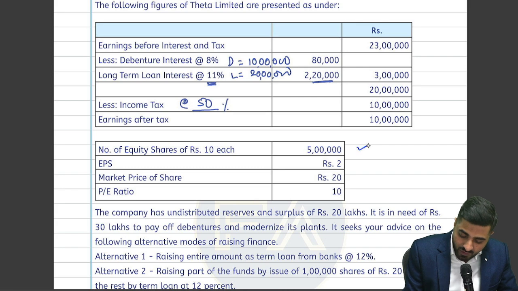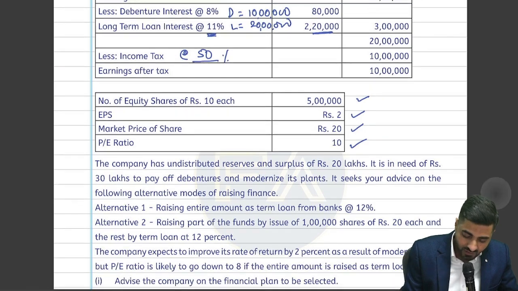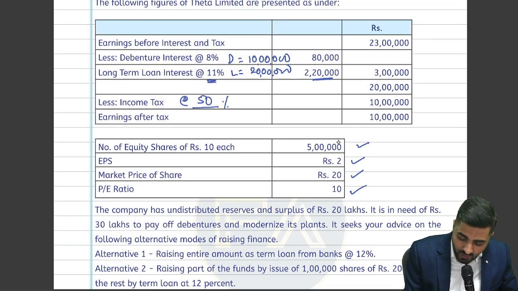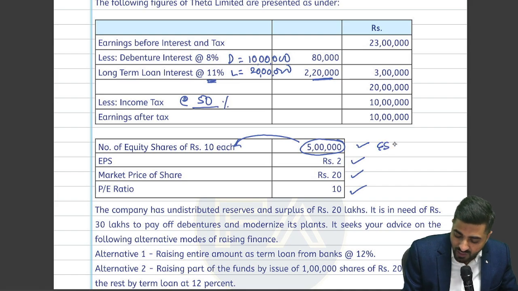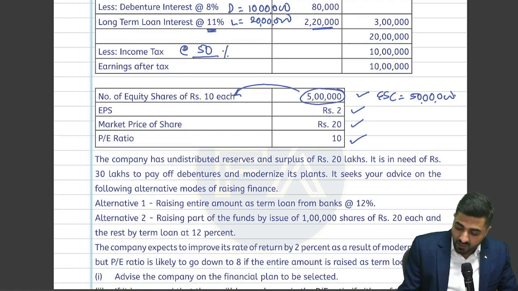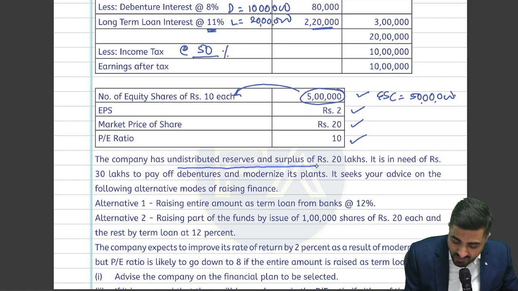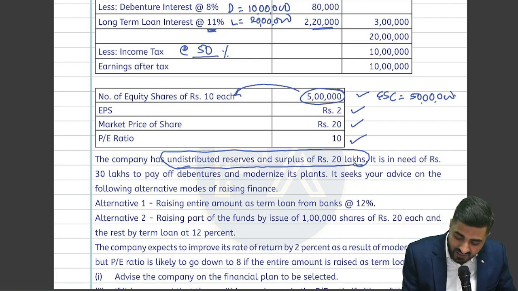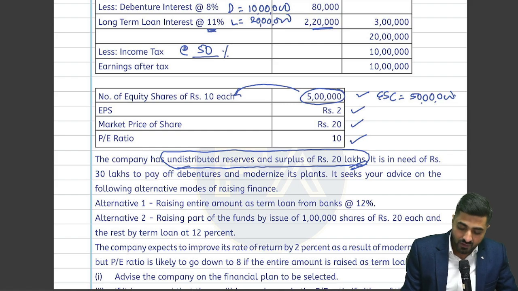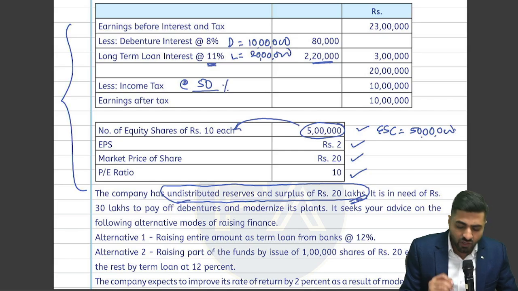Then you have the number of equity shares. We have EPS, we have market price per share. Guys, what are the number of equity shares? 5 lakhs. What is the face value? 10. Can you give me the equity share capital amount? The company has undistributed reserves and surplus. Guys, what is the meaning of undistributed? Retained earnings. How much is your retained earnings? 20 lakh.